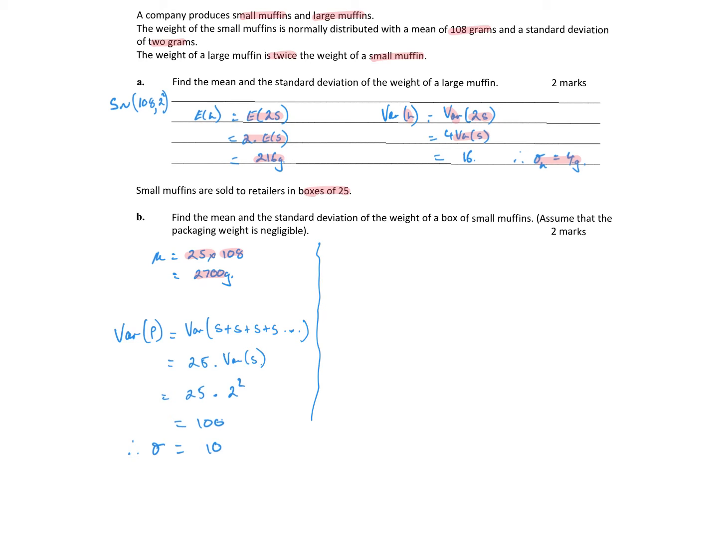Okay, and when we come to the variance again, it's easy to make the mistake of thinking we've just got 25 S's. Well, we have, but it's not 25 times S, it's S plus S plus S plus S. We're getting a different muffin each time. We're not getting the same muffin 25 times. So the variance of 25 different S's is 25 times the variance of a single S, which is 25 times 2 squared, which is 100, which gives me a standard deviation of 10.